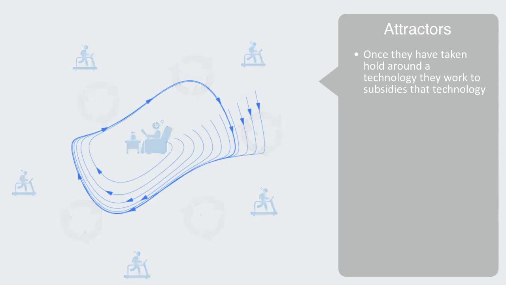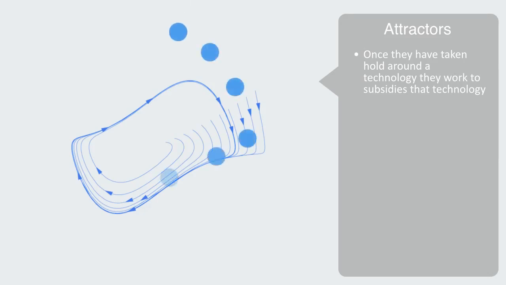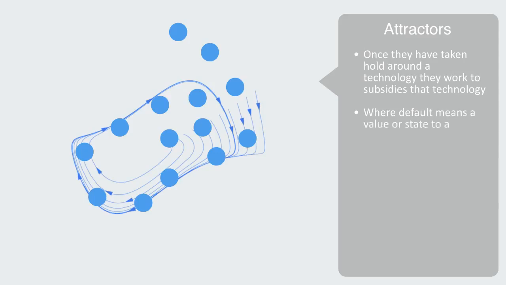In non-mathematical terms, an attractor is a set of states towards which a system will naturally gravitate from any given initial state and will remain within these set of states unless significantly perturbed. This is essentially the same thing as a default, where default means a value or state to a system that is automatically selected if no other option is specified.